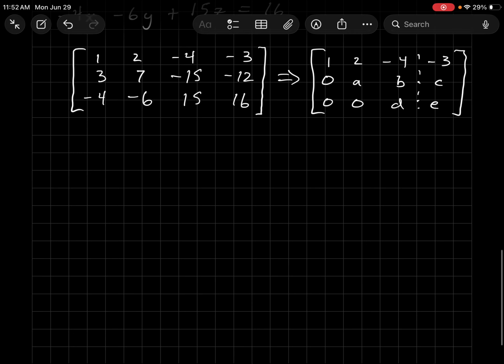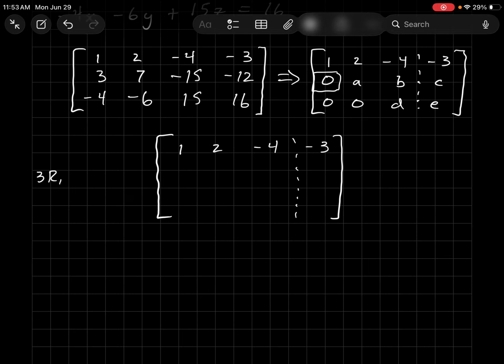So let's do the same process that I did before. I'm going to keep my row 1 as is the entire time. I want a 0 right here, so I'm going to use a combination of row 2 and row 1 to get a new row 2. So what if I do 3 times row 1 minus row 2 and make that my new row 2? If I do that, I get 3 times 1 minus 3 is 0, exactly what I wanted. Now the rest of the numbers will be what they are.